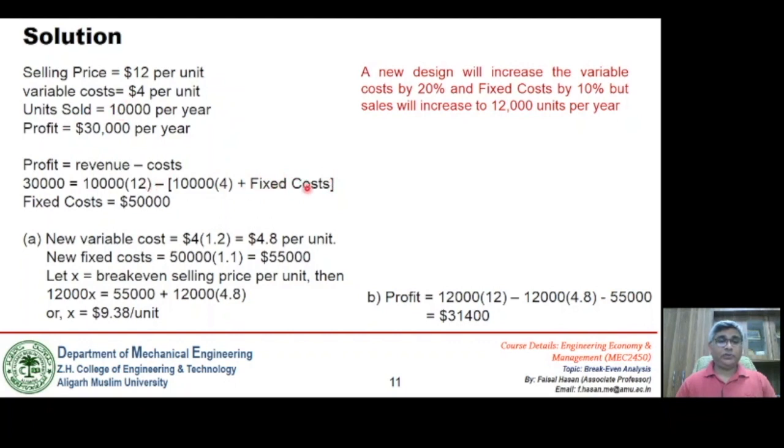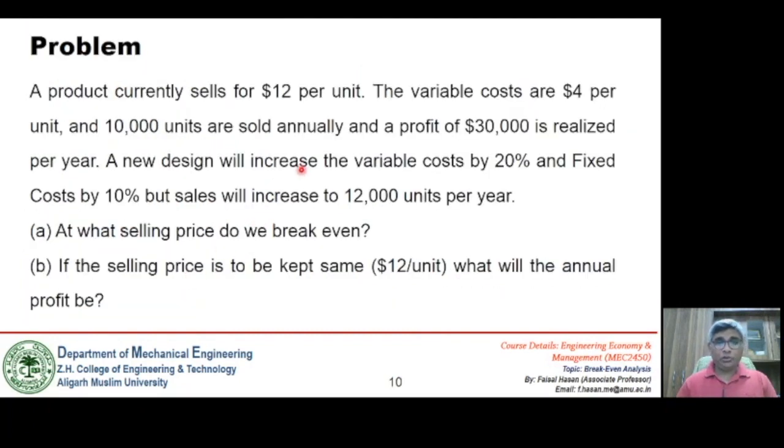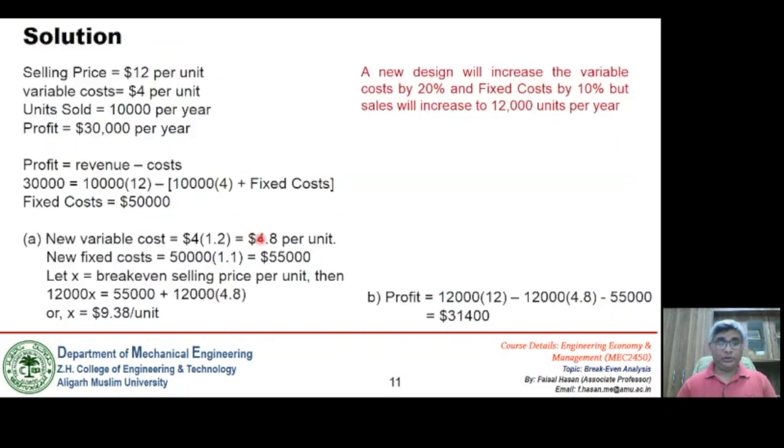So leave the fixed cost as it is, and if we solve this, we can compute what the annual fixed cost will be. The fixed cost associated with this data comes out to be $50,000. This is what we can compute from the given information. Now what is being asked: if a new design is implemented, at what selling price will the break-even point occur?